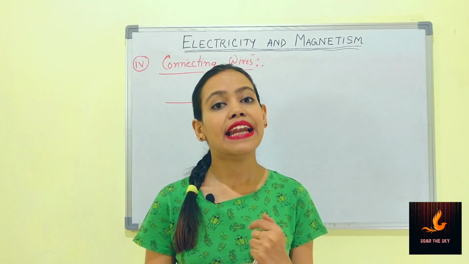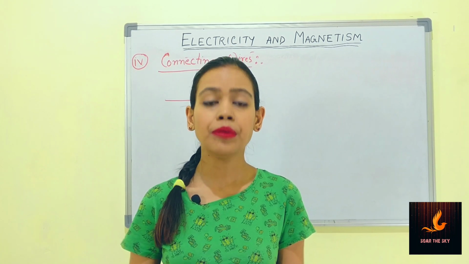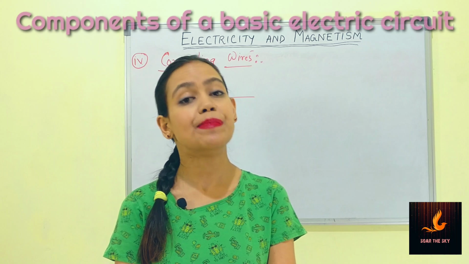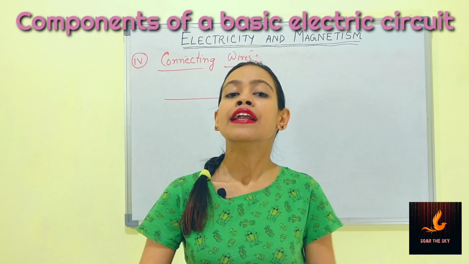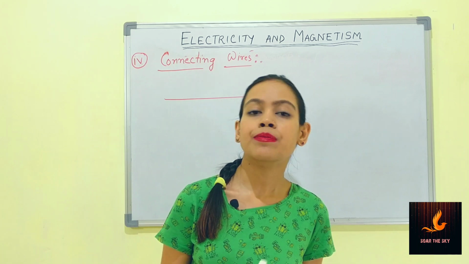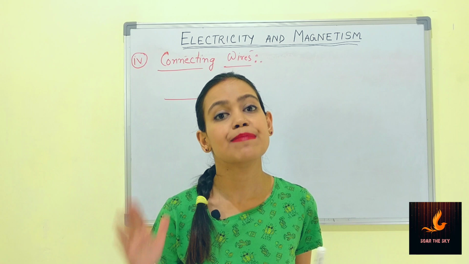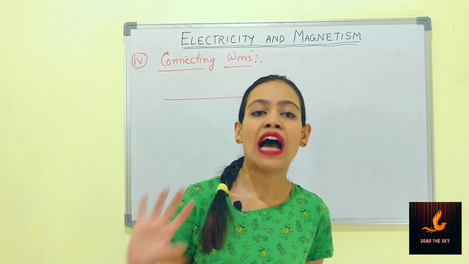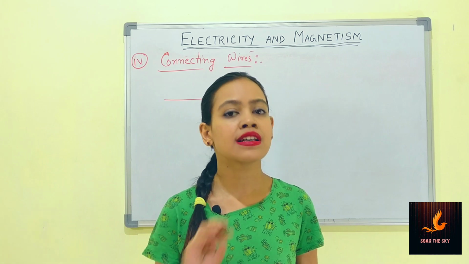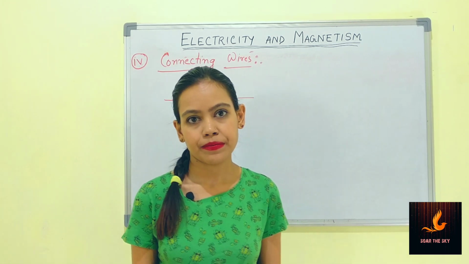Now, the components that I have just explained to you are the components of a basic electric circuit. Circuits can be more complex and people can add more and more components in a circuit, but any basic electric circuit would have these four main components. Without these four components, a basic circuit cannot be made.